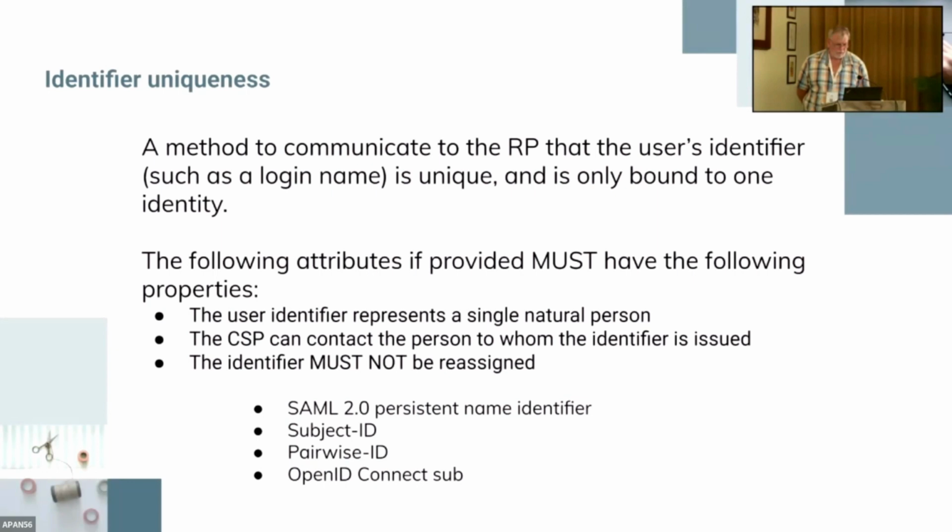So the following attributes, if provided, must have the following properties. The user's identifier represents a single natural person. So AAF-Smith represents me and only me. The CSP can contact the person to whom the identifier is issued. The AAF runs the IDP for the AAF, and I'm part of the AAF, so it's fairly easy for someone at the AAF to contact me because I'm generally in the office. I have an email address, they know my phone number, so they can contact me fairly easily. And if I've done something wrong, then that's how they can get to me.